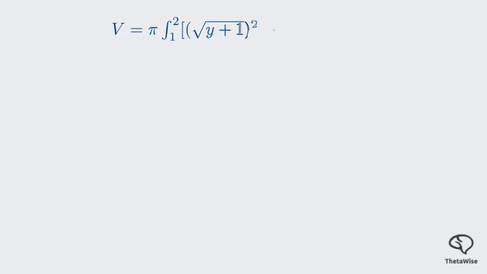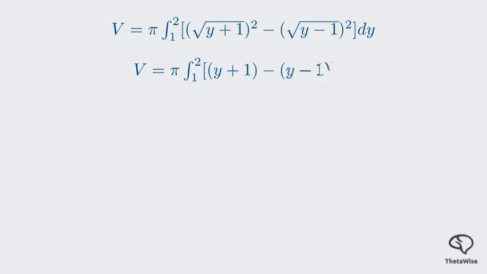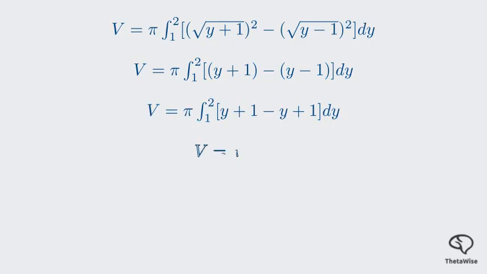Let's simplify and solve this integral. The square and square root cancel out for both terms. This simplifies our integrand to y plus 1 minus (y minus 1). Be careful with the negative sign. Distributing it gives y plus 1 minus y plus 1. The y terms cancel out, leaving us with just 2, so the integral becomes V equals pi times the integral from 1 to 2 of 2 dy.